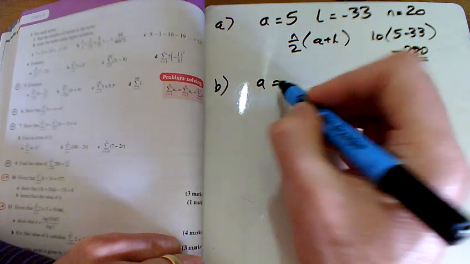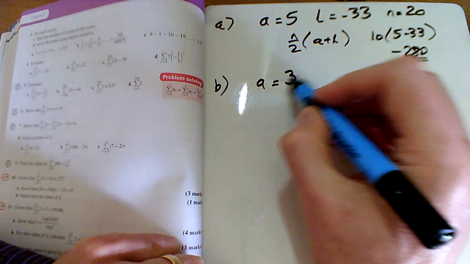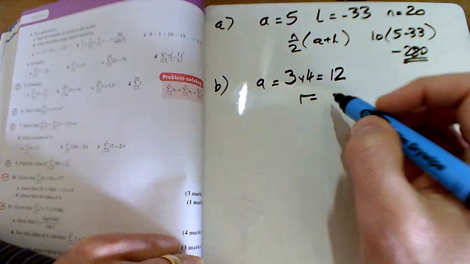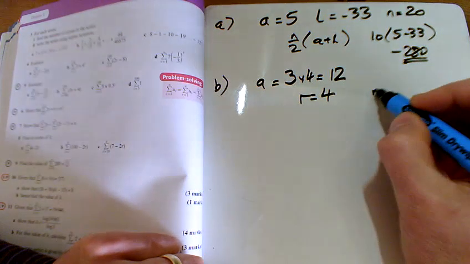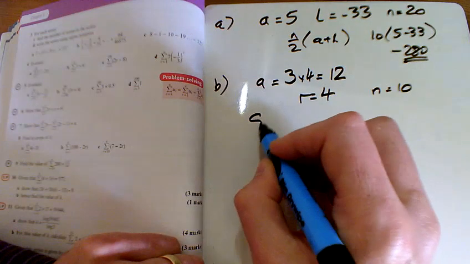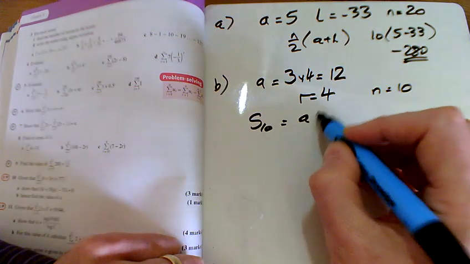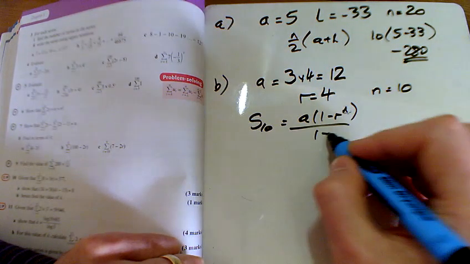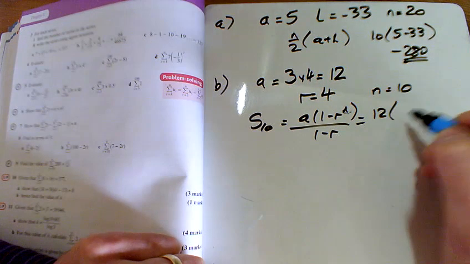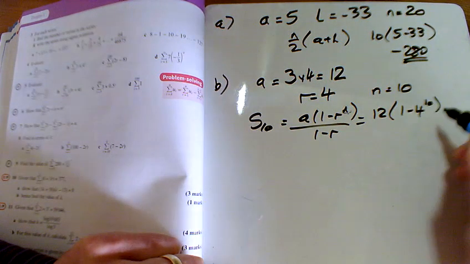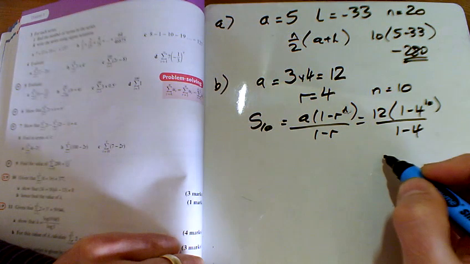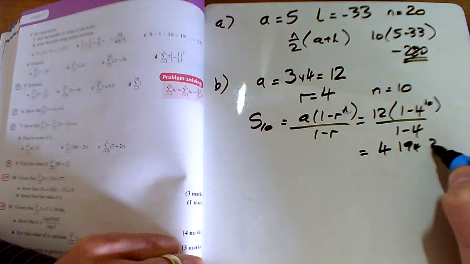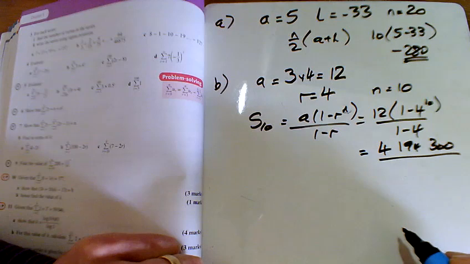In part B, the first one would be 3 times 4, which is 12. The ratio each time, we're changing by a factor of 4. And n is 10. And so the sum formula here is a times 1 minus r to the n, all over 1 minus r. Putting the values in, 12 lots of 1 minus 4 to the power of 10 all over 1 minus 4. Going to be a large number, over 4 million when we tap it into the calculator.